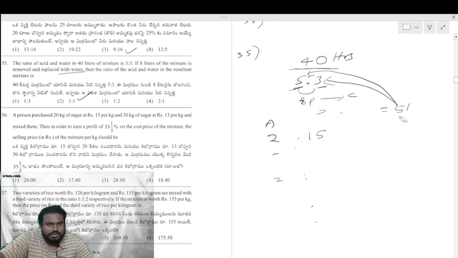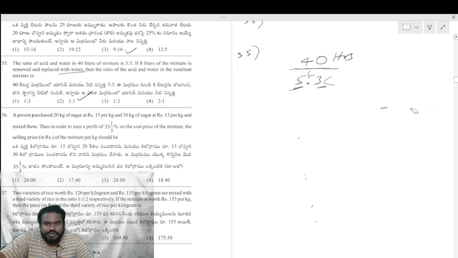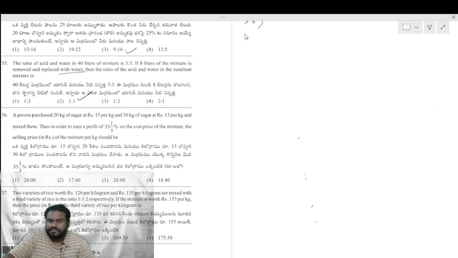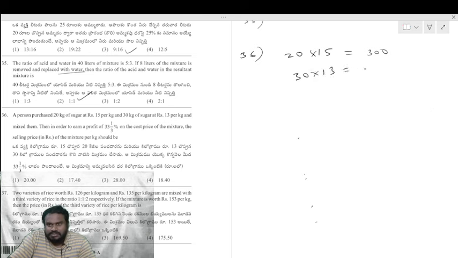Next question. A person purchased 20 kg of sugar at rupees 15 per kg and 30 kg of sugar at rupees 13 per kg. What did she do with that? Just mixed them. 20 kg of sugar at rupees 15 per kg, so it will become 300. And again 30 kg of sugar at rupees 13 will become 390. So what did he do?